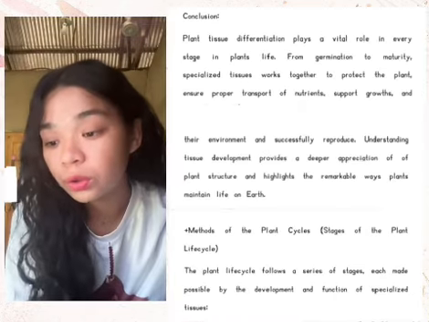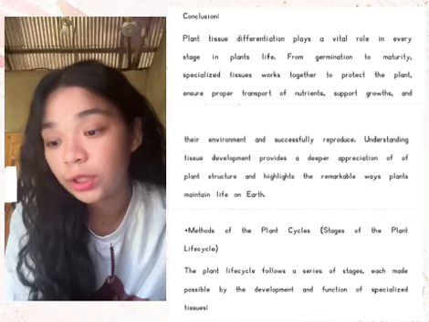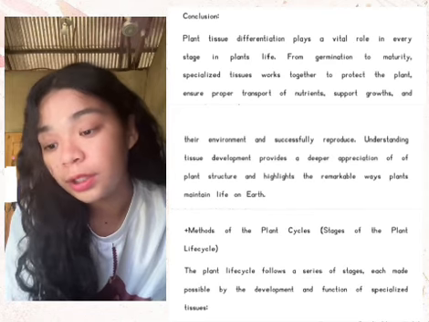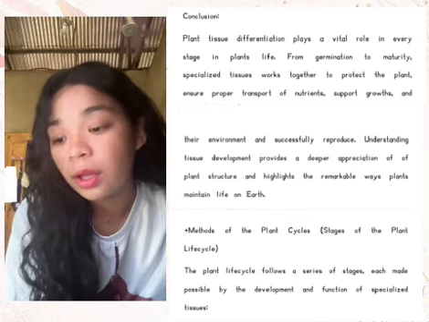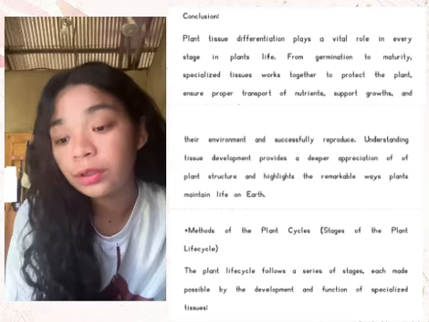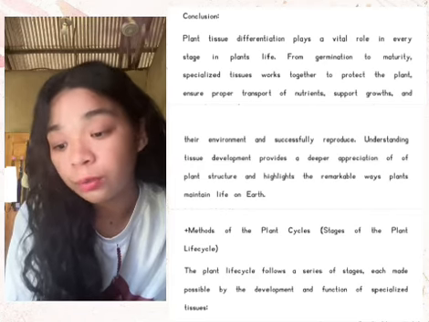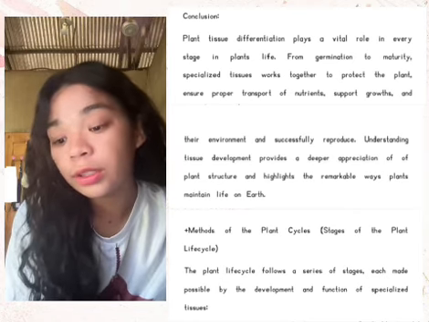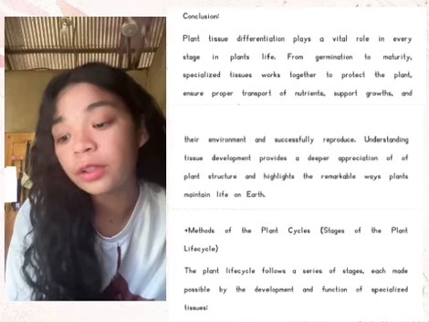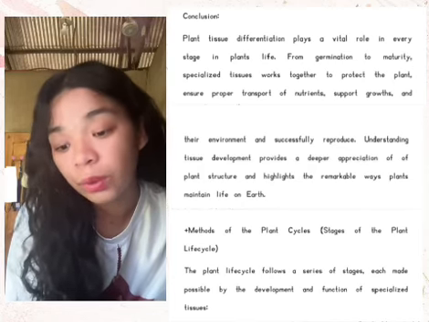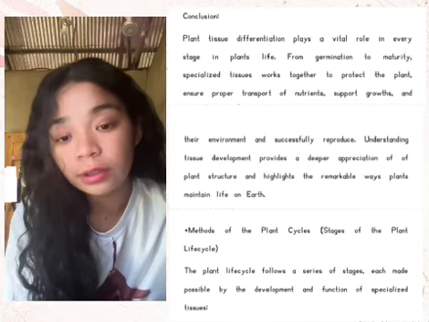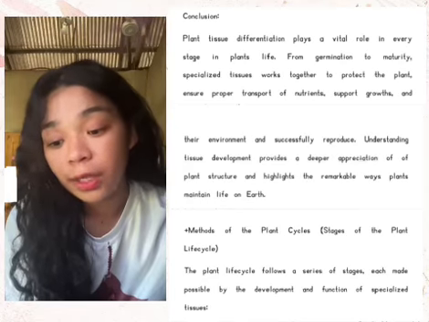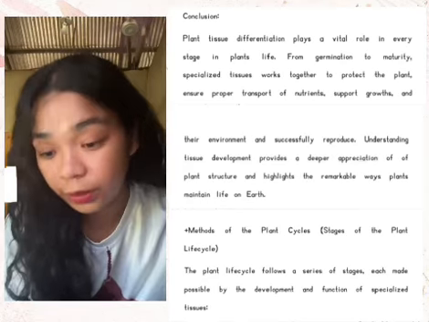Next is the conclusion. Plant tissue differentiation plays a vital role in every stage of a plant's life, from germination to maturity. Specialized tissues work together to protect the plant, ensure proper transport of nutrients, support growth and adaptation to the environment, and successfully reproduce. Understanding tissue development provides a deeper appreciation of plant structure and highlights the remarkable ways plants maintain life on Earth. Here's an explanation. Plant tissue differentiation is very important in the life of a plant, from germination until maturity.